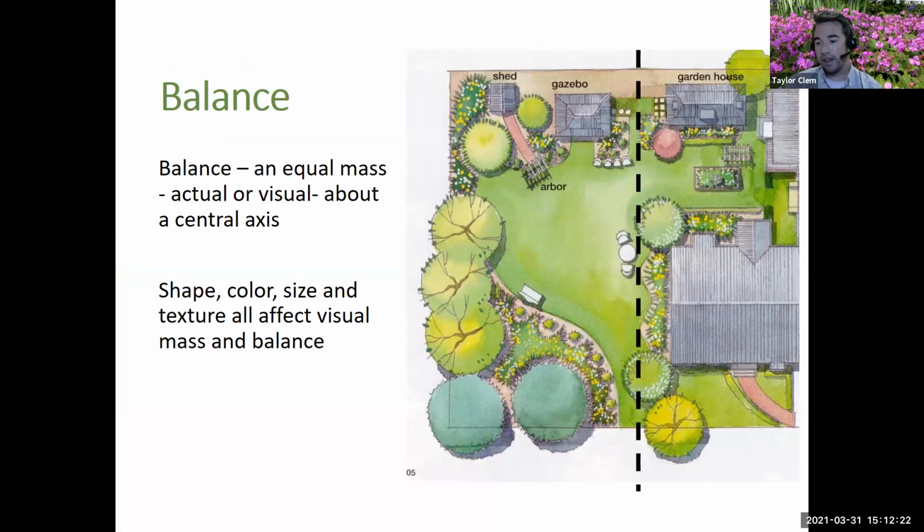Next is balance. Balance is visual weight, an equal amount of mass, which could be actual or visual, about a central axis. If we look at this picture on the right, is there a part of this image that might seem a little heavier to you? I think it looks nicely balanced. You've got those things close together on the right, and a larger area on the left with the large trees. Yeah, so they do balance themselves out.